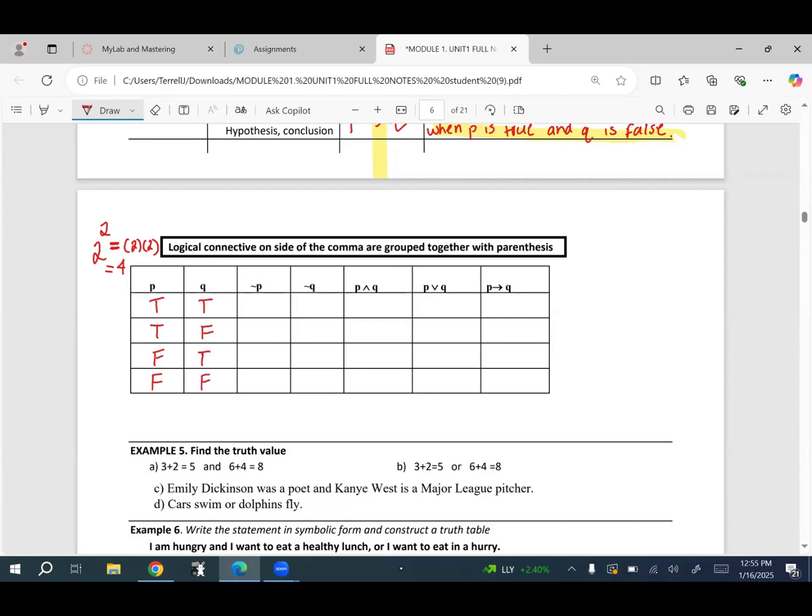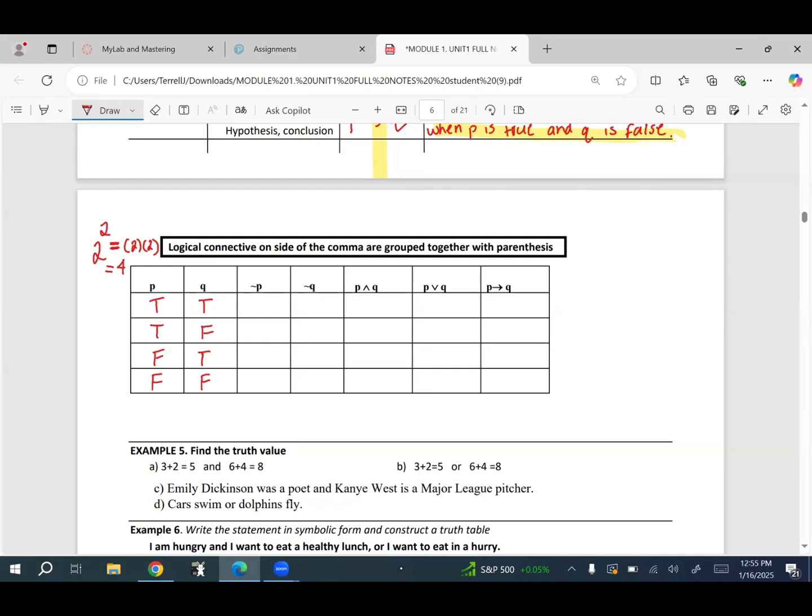So let's take a look at what I just did. I just listed all the possibilities, which is only 4, we've determined that, for the P and Q scenario with 2 propositions. They can both be true. The first could be true, the second could be false. The first could be false, the second could be true, or they're both false. Those are all the possibilities.